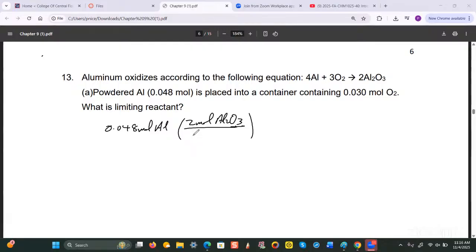Four moles of aluminum. Very good. So when you work this out, you're going to get 0.024 moles of aluminum oxide. Okay, what's the next step?